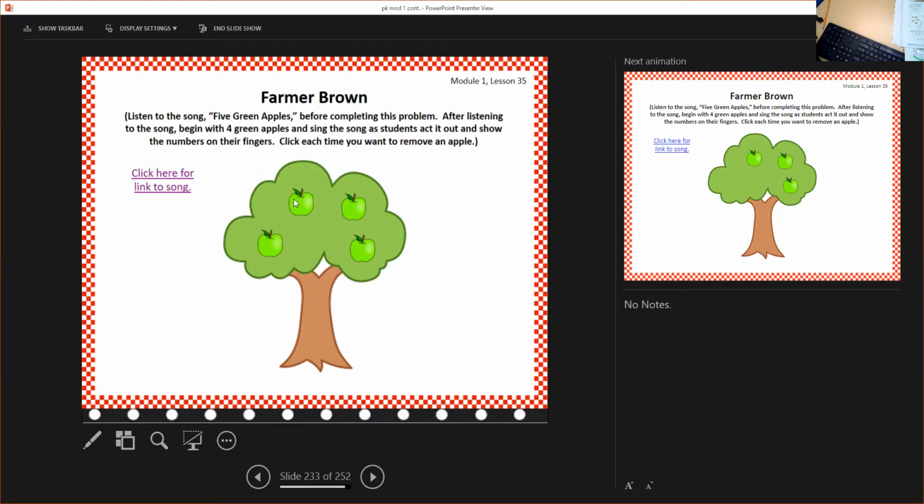Farmer Brown had 4 green apples hanging on a tree. Then he plucked 1 apple and he ate it hungrily, leaving 3 green apples hanging on a tree.